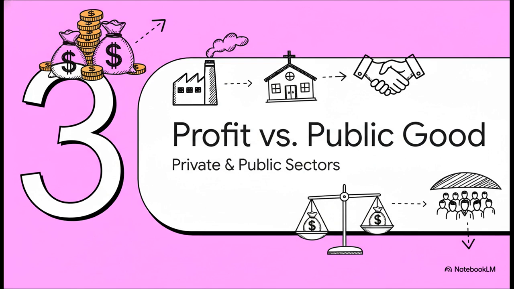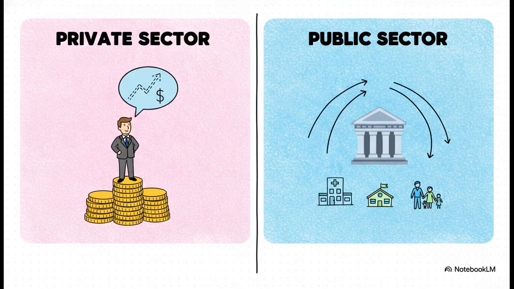We're shifting gears now from the type of work a business does to the type of ownership. Is the main goal here to make a profit for a few people, or is it to provide a service for everyone? It really just boils down to this fundamental difference in what drives them. On one side, you've got the private sector. These are businesses owned by individuals, and their main goal is profit. On the other side, you've got the public sector, which is owned by the government, and its mission is to provide essential services to all of us.